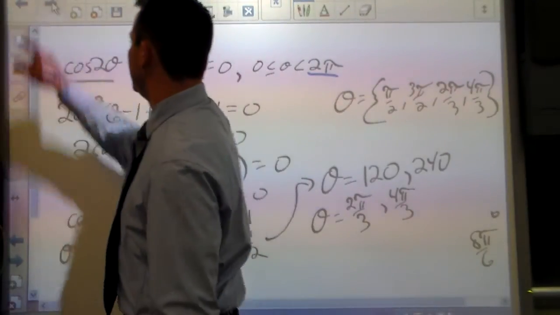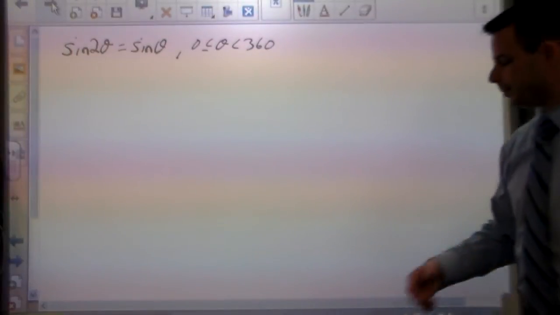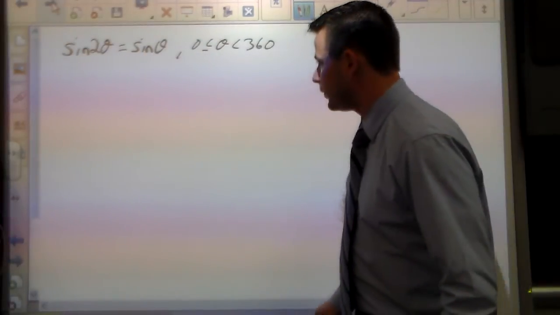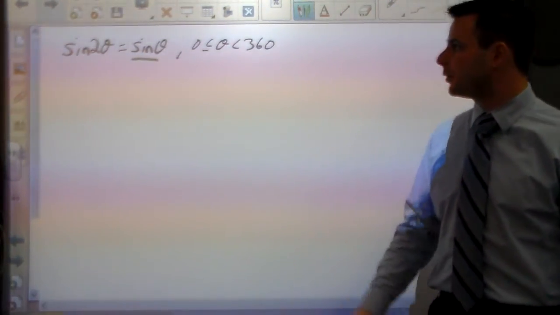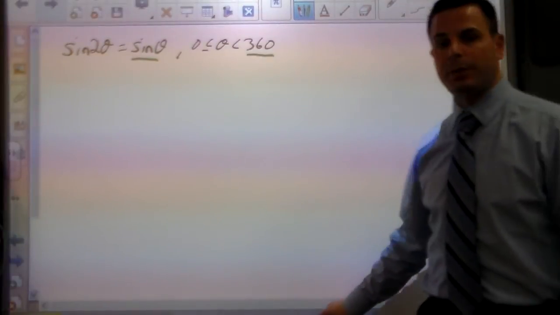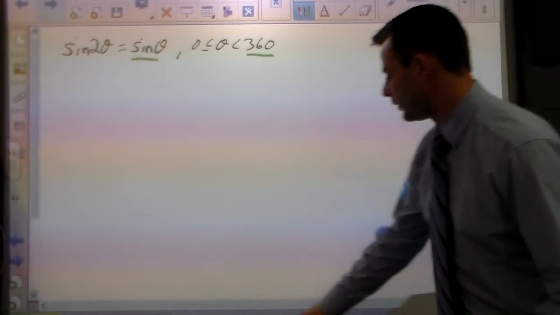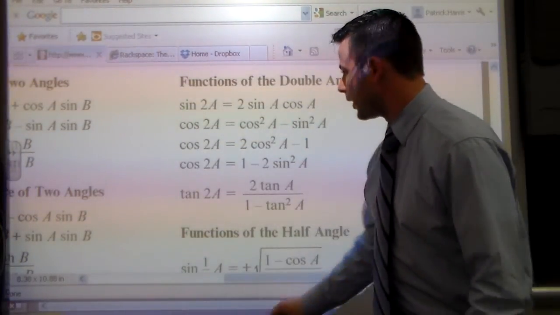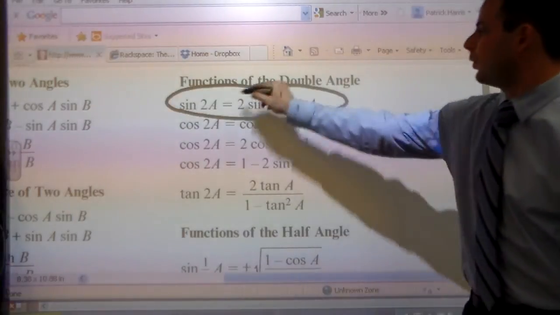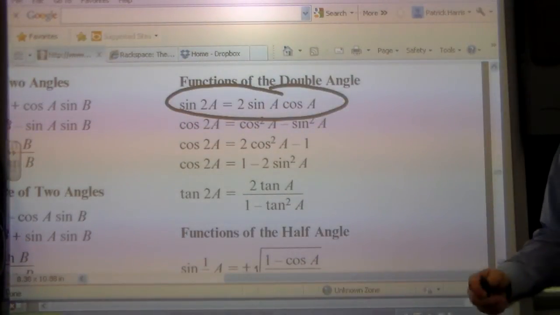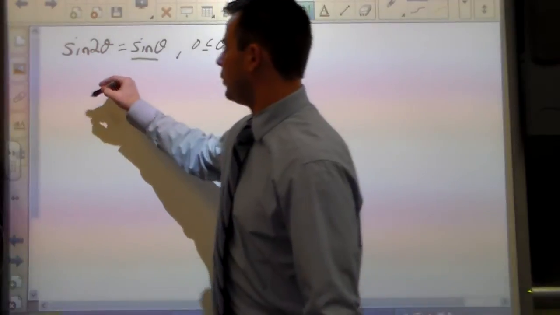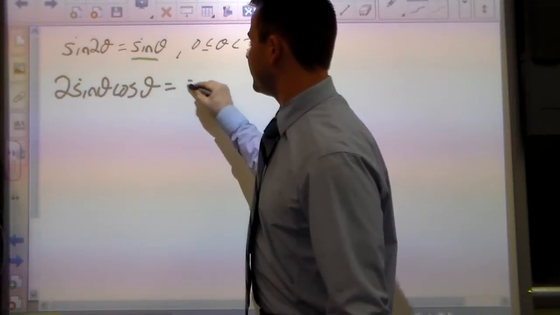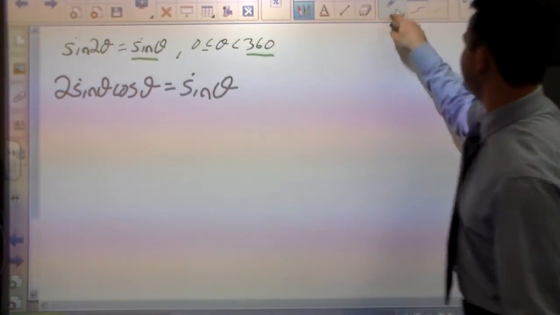One more example. So now we have a sine double angle. A little different than the cosine double angle, but same concept. We want to use a sine substitution, and we're going to express our answer in terms of degrees here. So let's take a look at our list of substitutions. So cosine, there was a choice to me. Sine, only one substitution. It's 2 sine theta cosine theta, and that's it. So sine 2 theta is 2 sine theta cosine theta, and that's equal to sine theta.